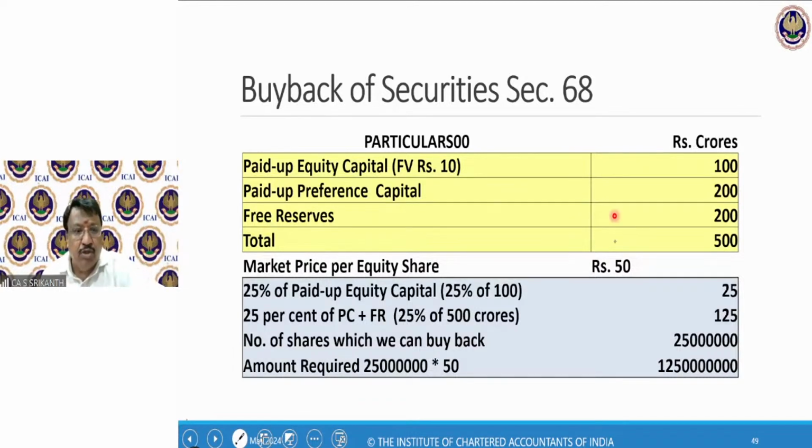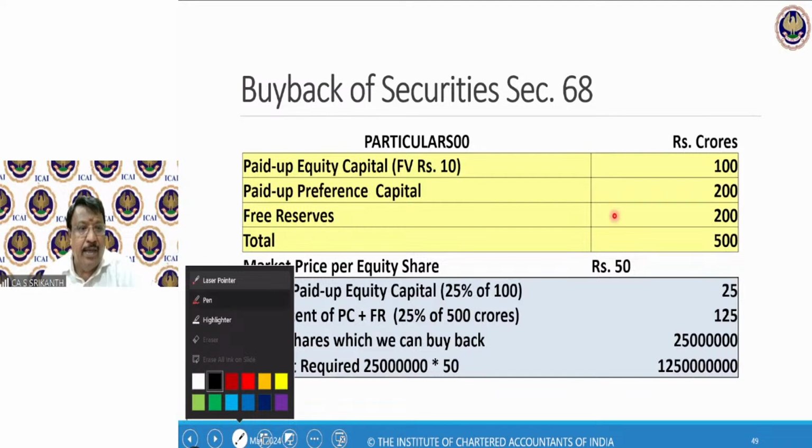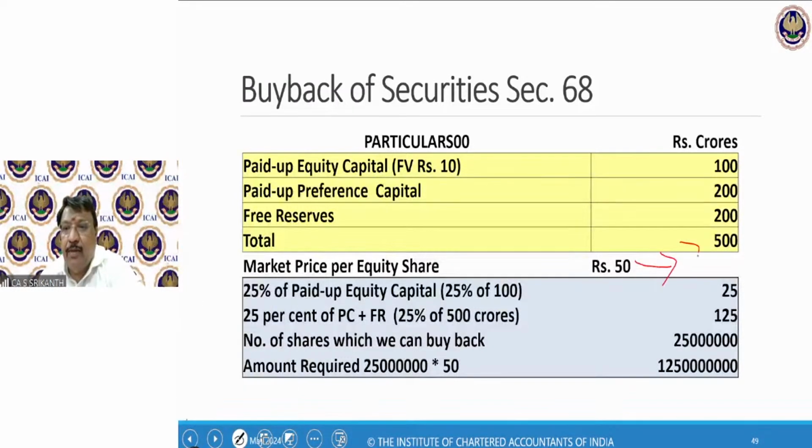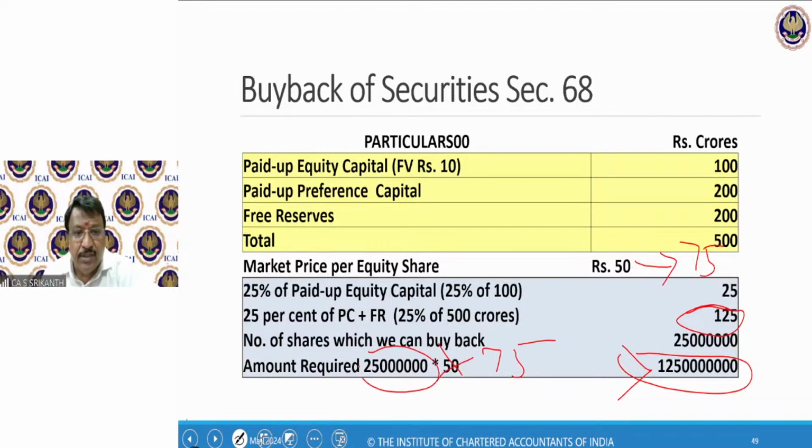Why? If this price goes to 75. Suppose this price, instead of 50, becomes 75. Then this amount will be more. I can't do that. I'm restricted to this. Therefore, I have to reduce this, which means I have to go for 1 crore 66,666 shares. Into 75, you will get roughly 125. So I have to reduce the number of shares. So this calculation needs to be done, right?